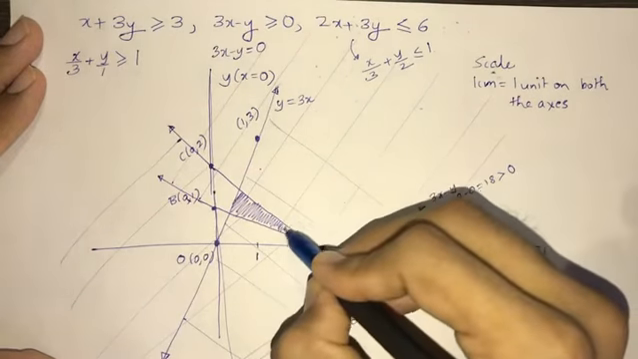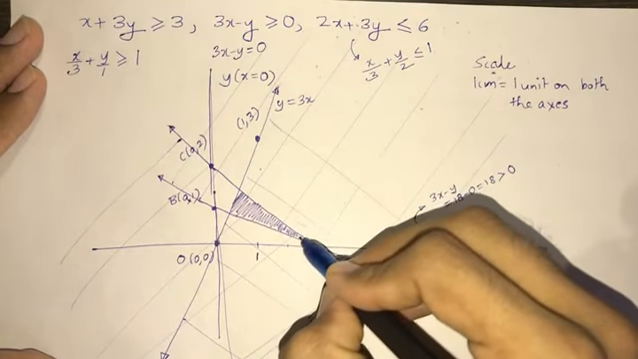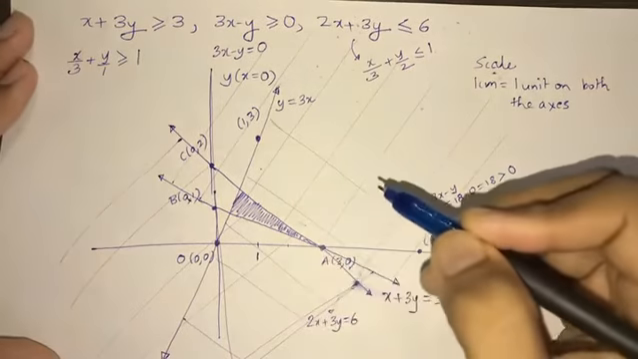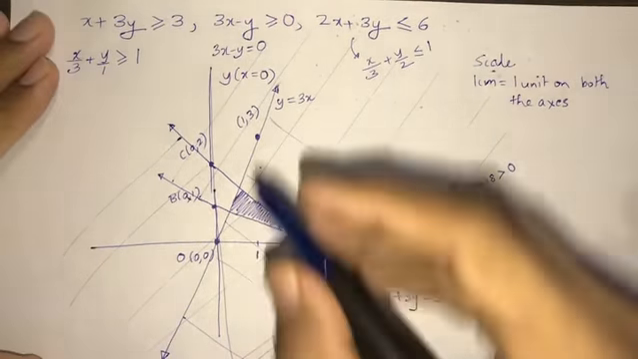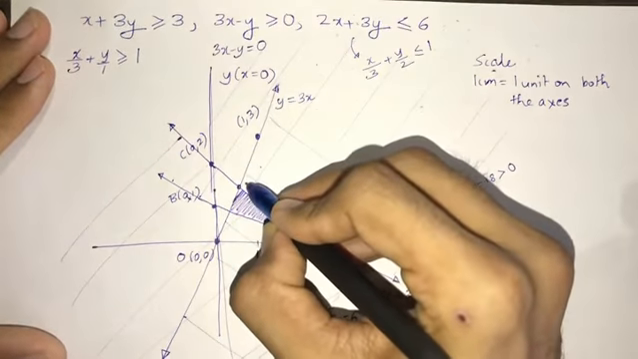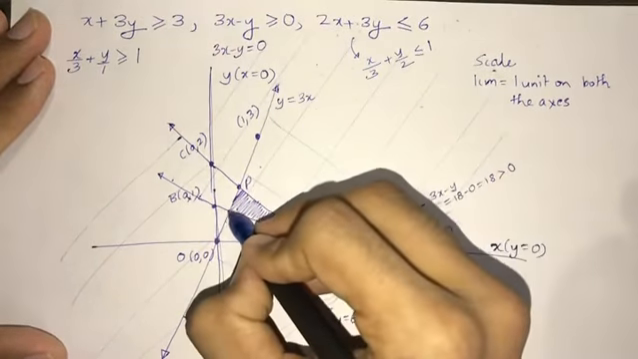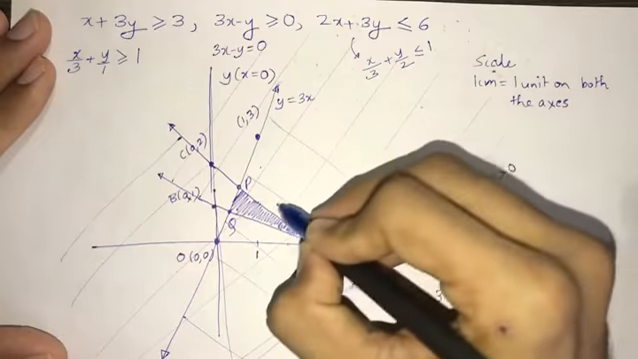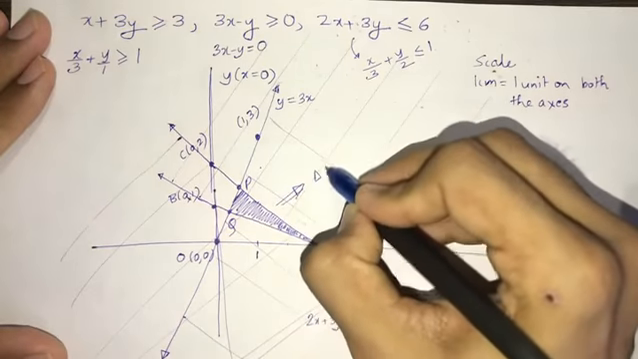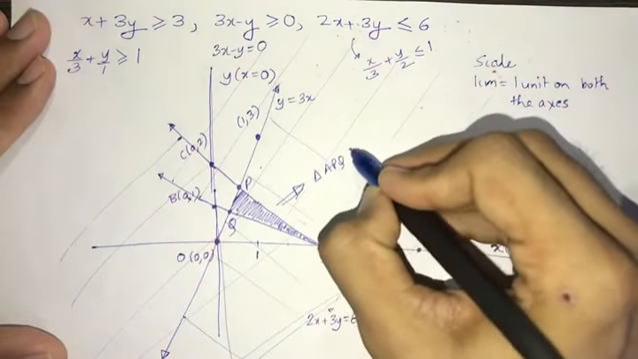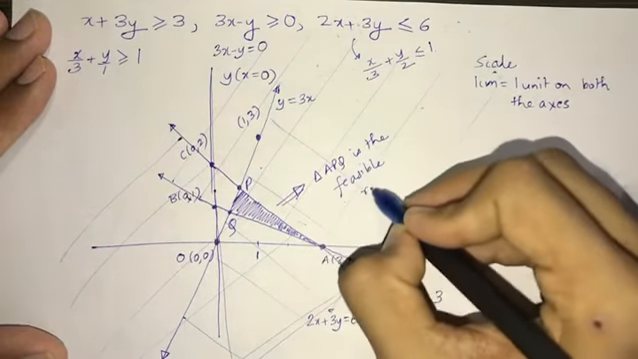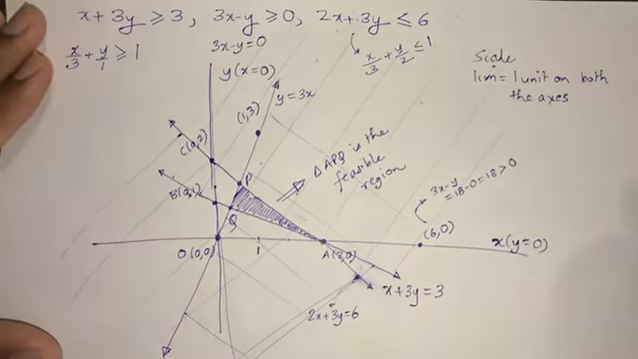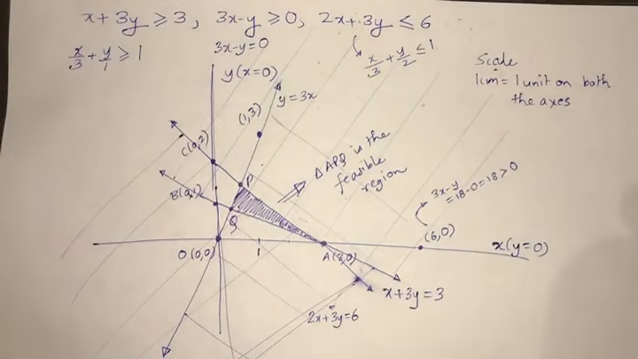This triangle here, where one of the vertices we know, that is A. The other vertices we can find out by solving the equations simultaneously. We can name them P and Q, and find out the coordinates. So triangle APQ is the feasible region.